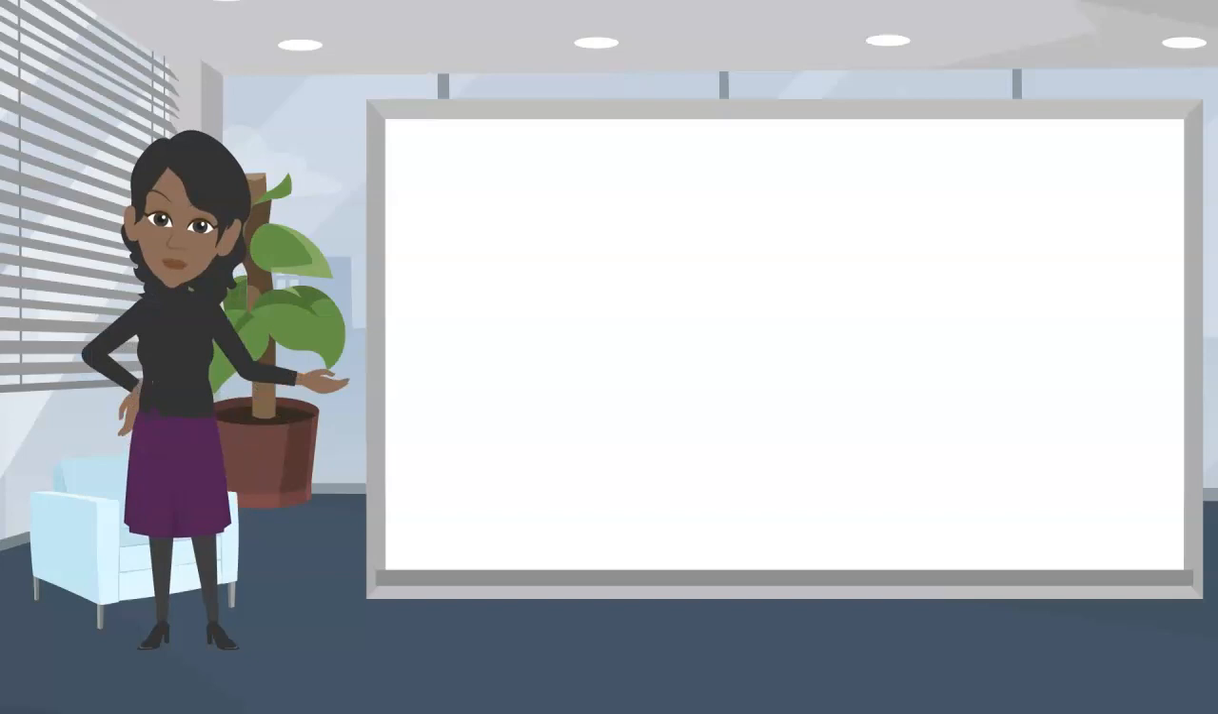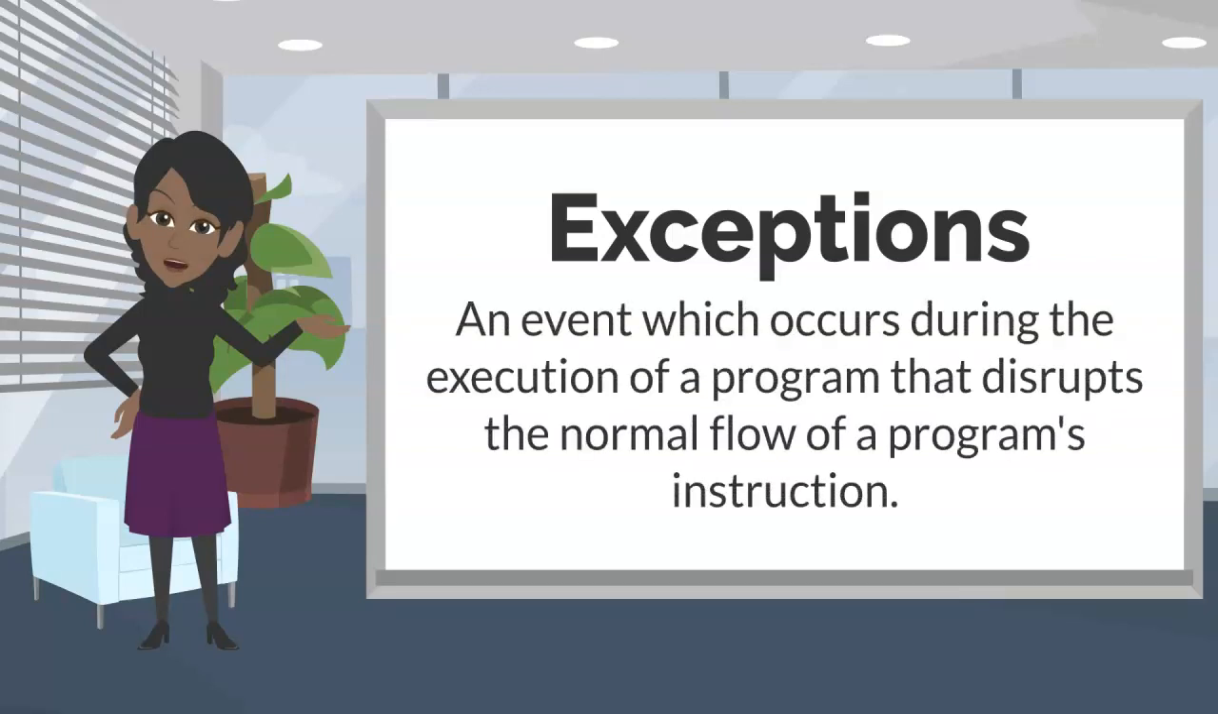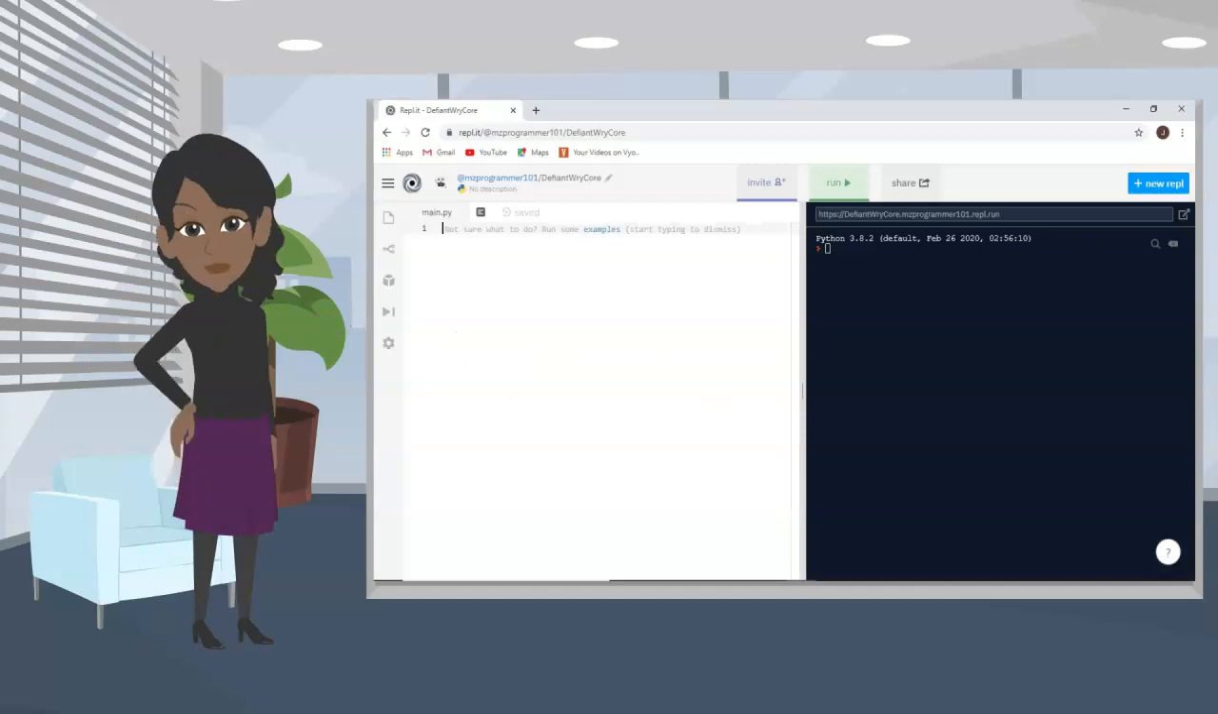Today, we're going to be discussing exceptions. An exception is defined as an event which occurs during the execution of a program that disrupts the normal flow of a program's instruction. Basically, an exception is an error. Let's look at an example of an exception.